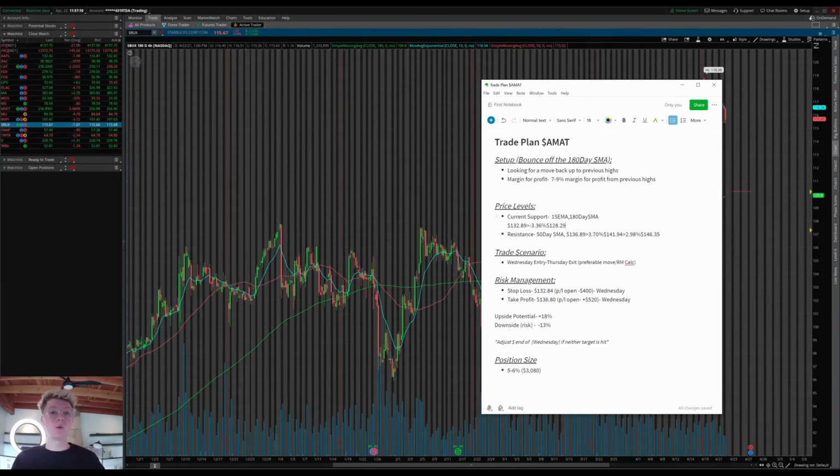And that is because later on, we're gonna use these levels to determine where we're gonna set our stop, our take profit, etc. And then you can see we've got resistance at the 50-day SMA, again at $136.89. Then we've got another 3.70% gap up to our next resistance at 141.94, and then we've got another just about 3% to our next resistance level at 146.35. So we're charting out our levels.